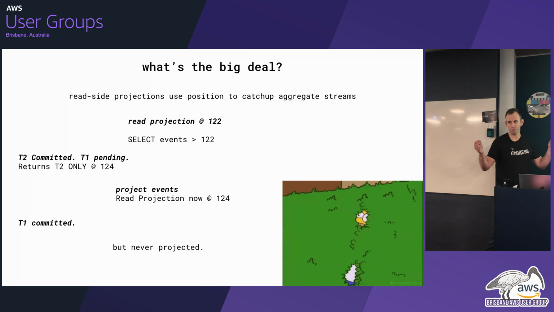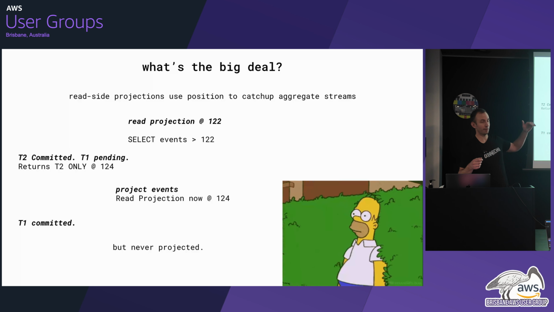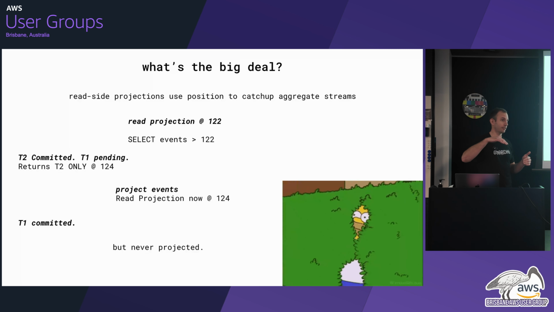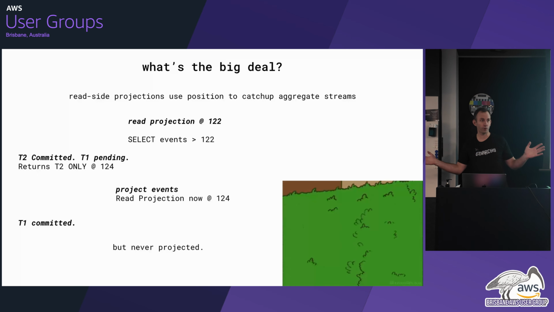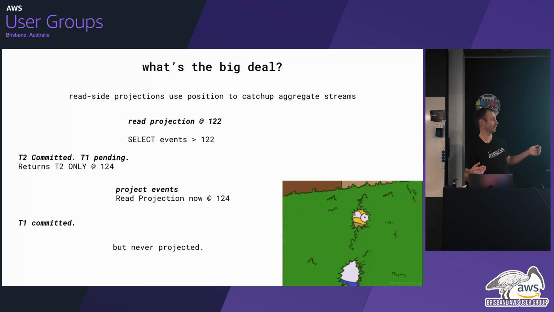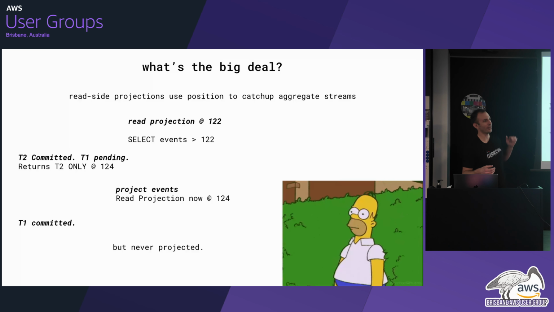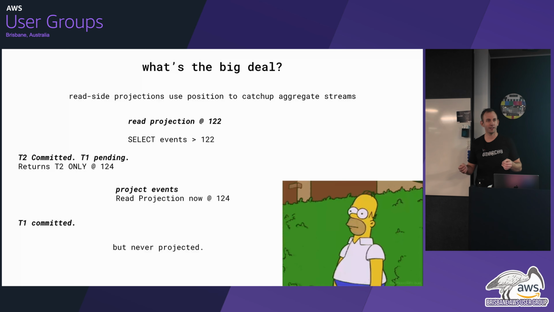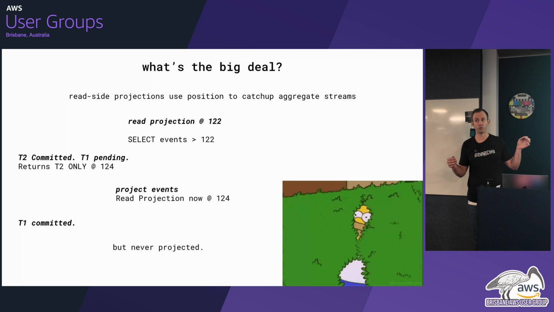So there's a bit of a race condition here. Imagine you've got a read projection, and it's up to event 122. So what does it do? It selects all the events greater than 122, because it's already projected the other ones, so it just needs the latest. And it sees transaction 2, but transaction 1 is still pending. It hasn't committed yet. And remember, when you commit, that's the visibility boundary for that row. So this read projection is not going to see transaction 1. It will just see transaction 2.